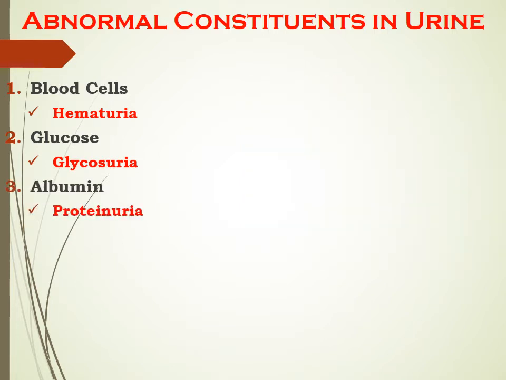Third important constituent is albumin. Albumin is a protein present in most parts of our body, particularly muscles and blood. And if the muscles get torn or damaged, this albumin is released into the blood and then it is carried into the urine. And this presence of albumin is called proteinuria. It is called what? Proteinuria. Right? Now look here.